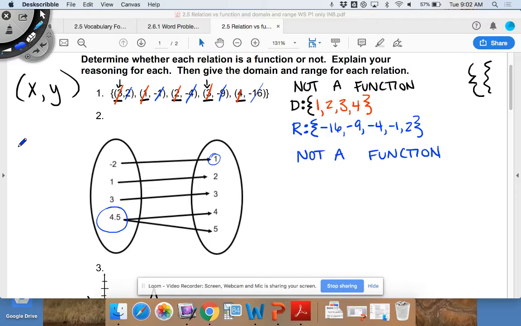Now we have to write the domain and range. So we write our D and our fancy bracket. These are the x values and these are the y values, and mappings are actually the absolute easiest because they have the x's and the y's separated for us. So least to greatest, it actually is in least to greatest for us. So we're literally writing -2, 1, 3, and 4.5, and then close our bracket.